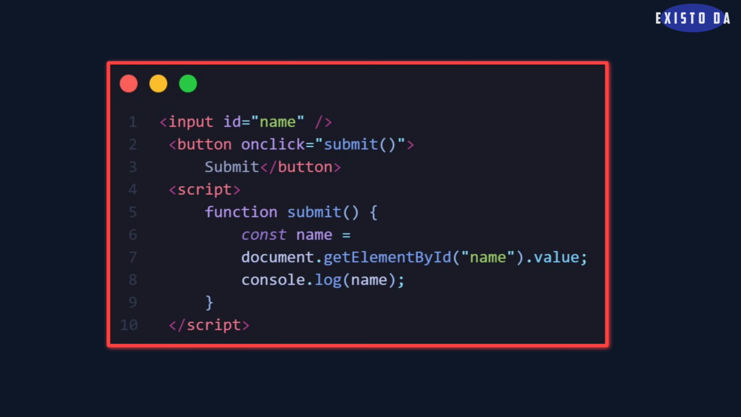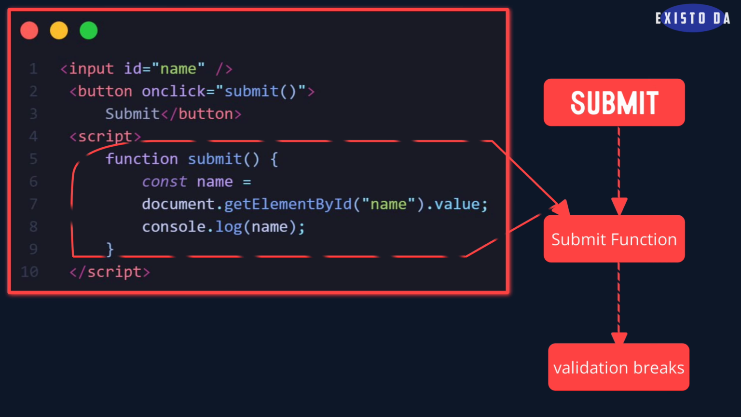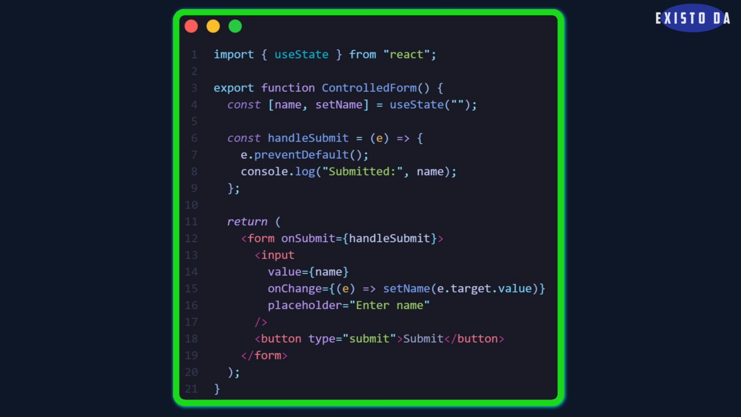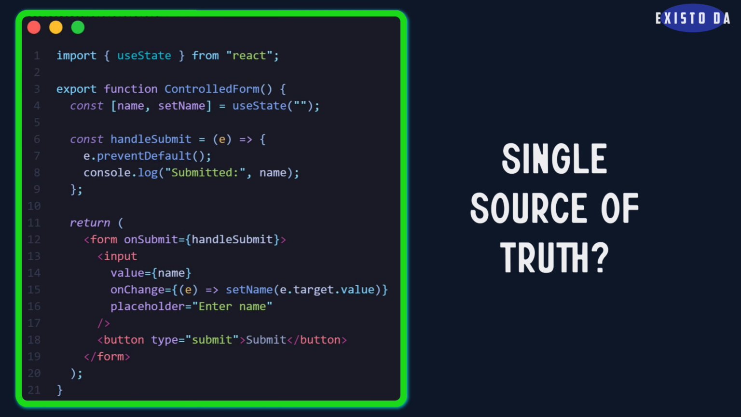Most developers build React forms like it's 2010. They grab data using document.getElementById. They let the DOM manage everything and then wonder why validation breaks. In React, if your state is not the single source of truth, you are building bugs.